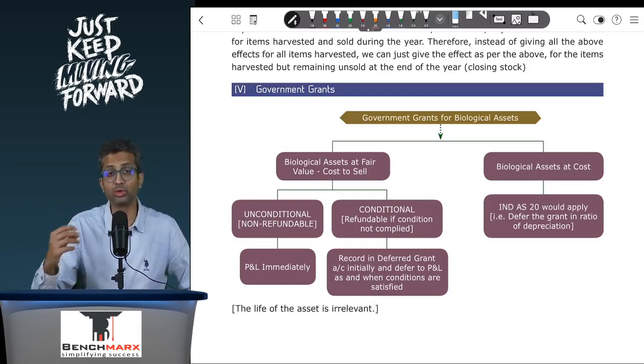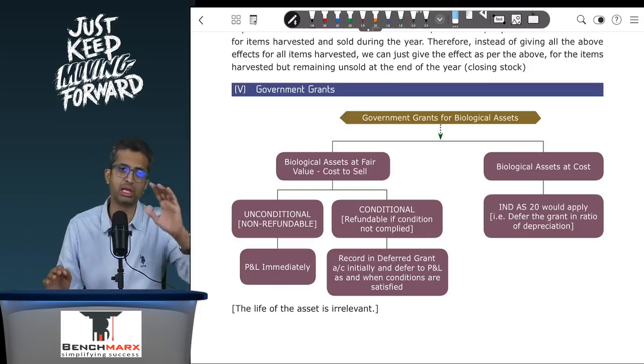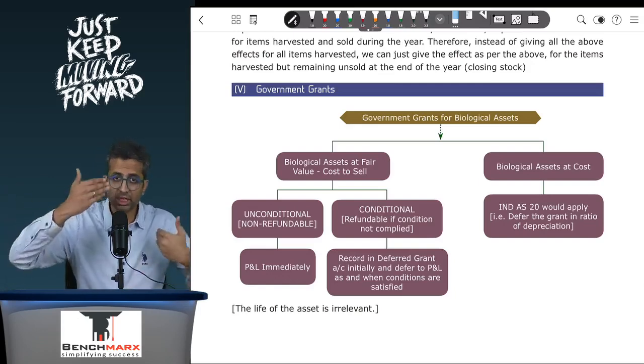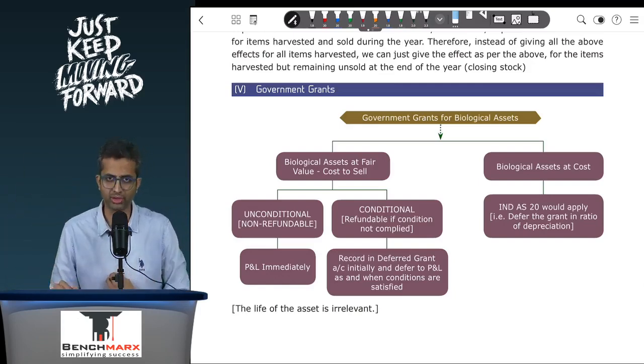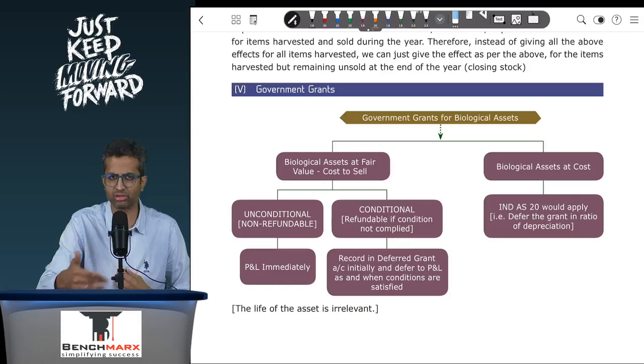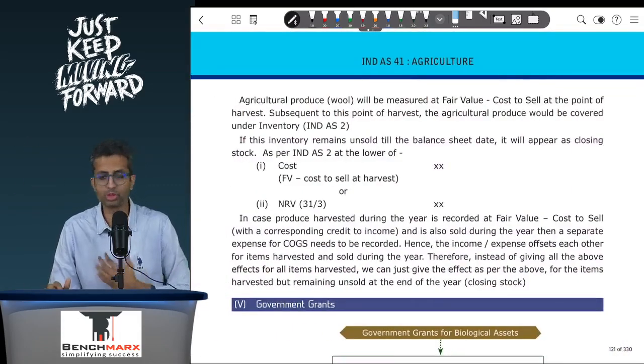So if the conditions are fulfilled in one go, let us say at the end of the 5th year, then you will take it to the P&L directly in the 5th year. But if the conditions are fulfilled over 4 years or 5 years, then you will spread it to the P&L over those 4 or 5 years. One needs to remember that if it is a biological asset which is like a bearer plant, or if it is a biological asset which is shown at cost, then you don't need to do these special treatments of Ind AS 41. You can very well apply Ind AS 20. So there's an example also which is given in this regard.